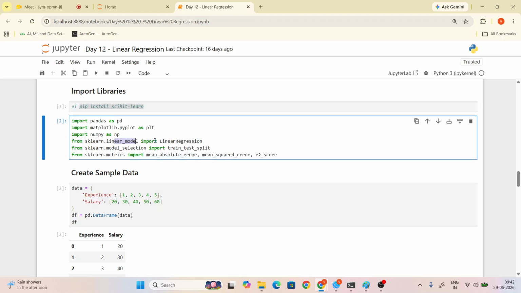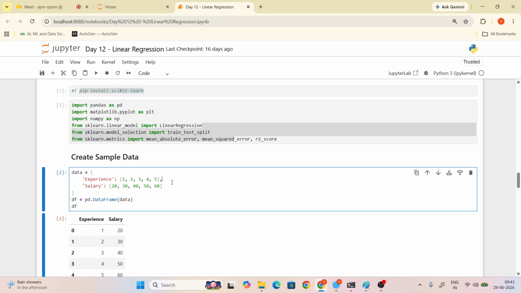First we take the linear model and import LinearRegression, and next from model selection we import train_test_split. Next is metrics: we import mean absolute error, mean squared error, and R square score. Actually it's R square score, but the developer already defined it as r2_score. Don't get confused. Write it exactly as it is, with the same capitalization, otherwise it will cause an error, so write the same functions.